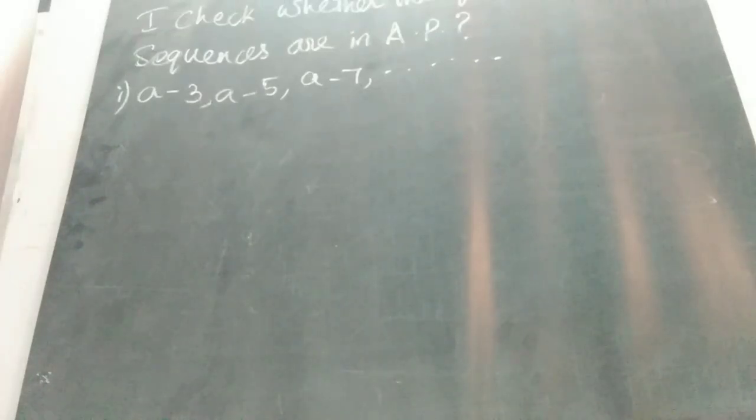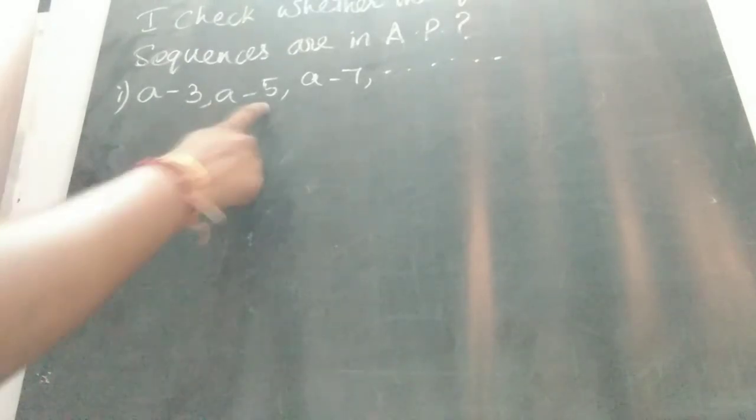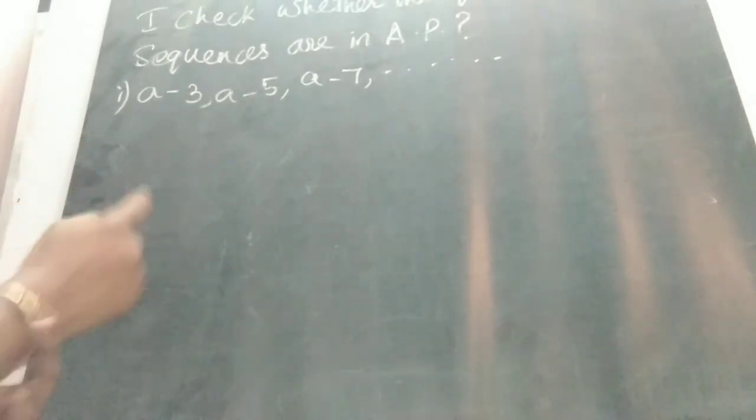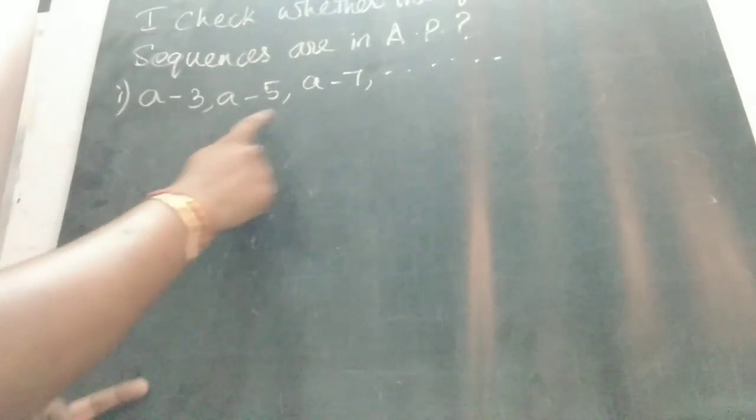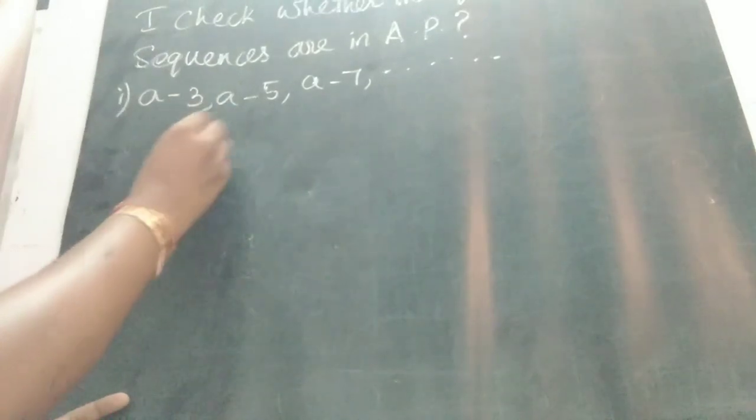See 2.5, check whether the following sequences are in AP. In order to check whether the sequence is in AP, first we have to find the differences between two consecutive terms. What are the consecutive terms? A minus 3, the next term is A minus 5, the next term is A minus 7. So what is the difference here?